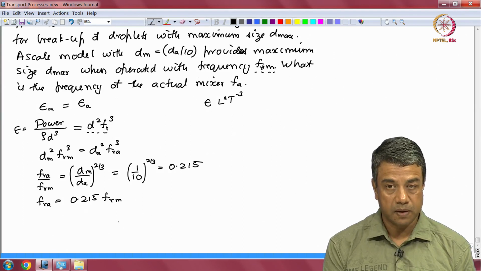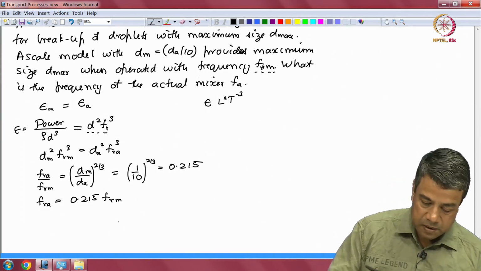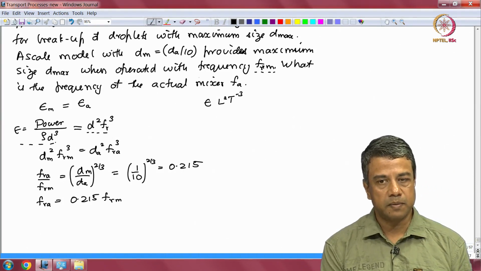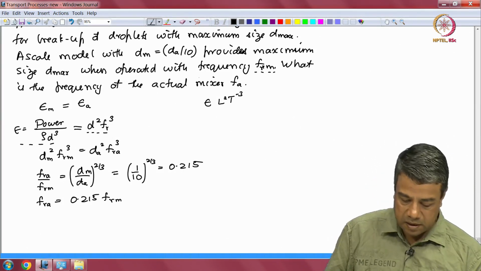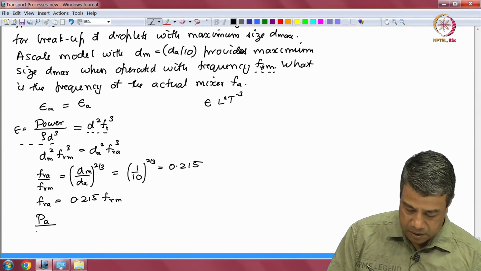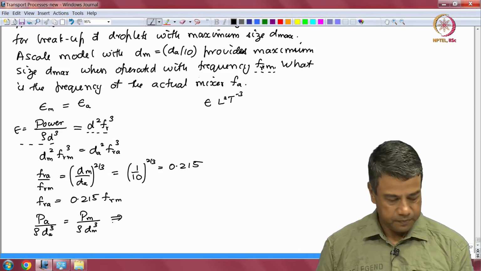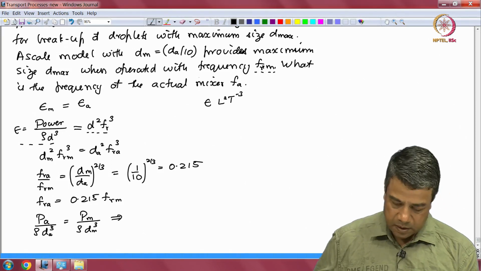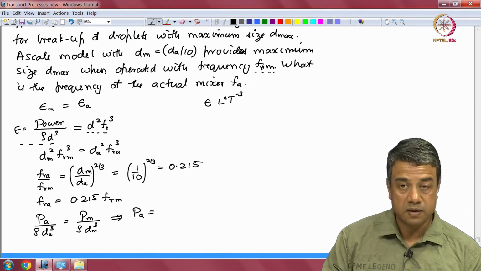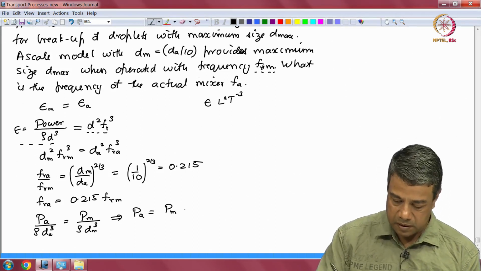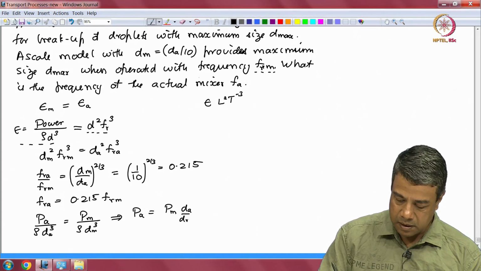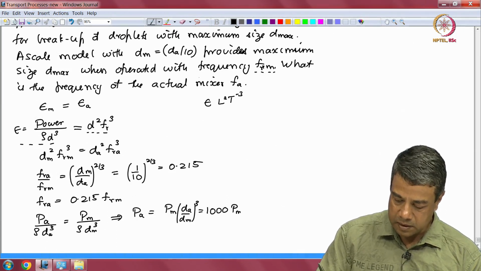And what is the power? The power has to be determined by keeping epsilon the same. That means that power of the actual reactor by rho times the diameter of the actual reactor cubed is equal to power of the model reactor by rho times diameter of the model reactor cubed. Which means that the power of the actual reactor, if we use the same density, is equal to power of the model reactor, diameter of the actual reactor by dm the whole cube, which is equal to 1000 times the power of the model reactor.